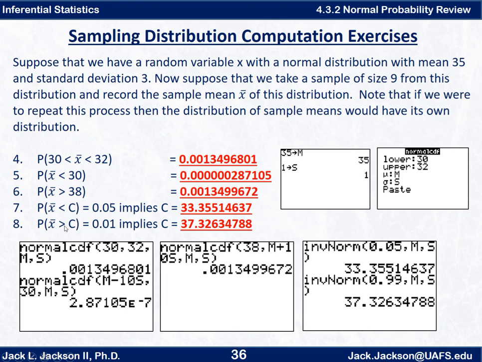And then the last one, the probability that x bar is greater than c is 0.01, means the probability that x bar is less than c is 0.99. So we do inverse norm of 0.99, m, s, and we get that, 37.3 something.